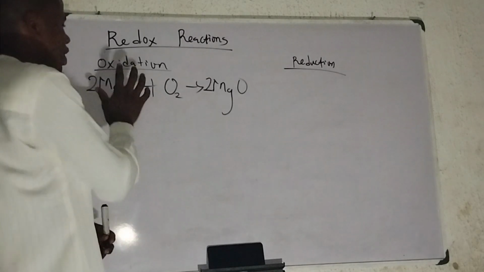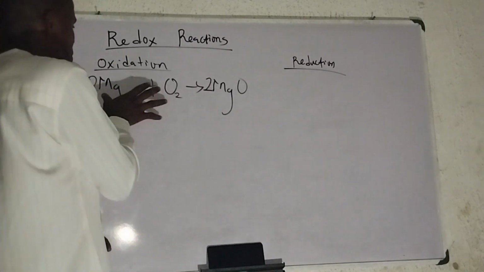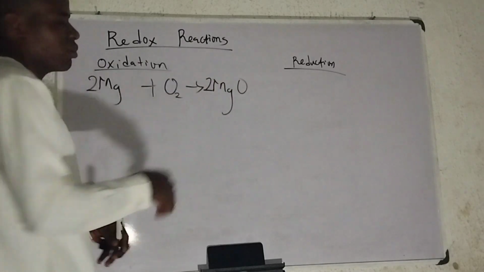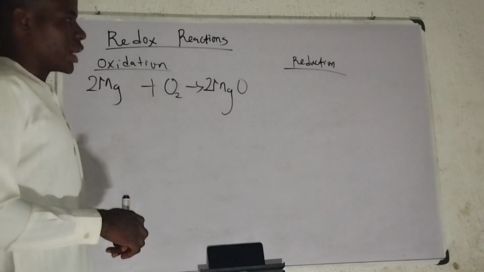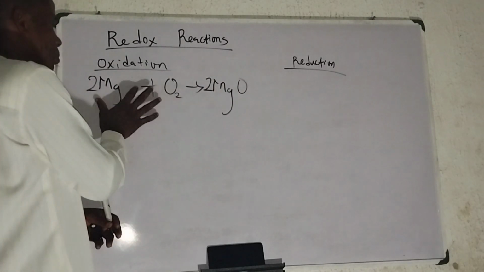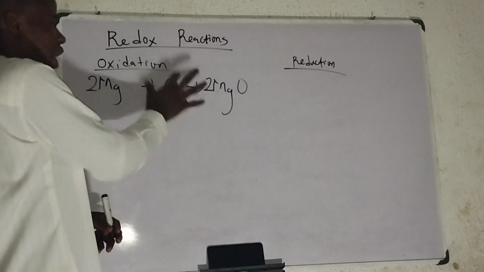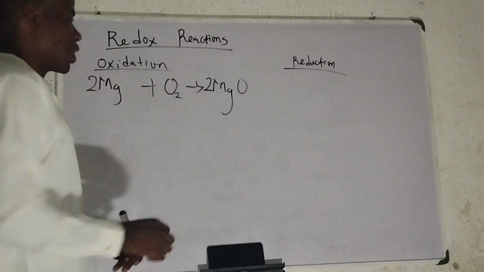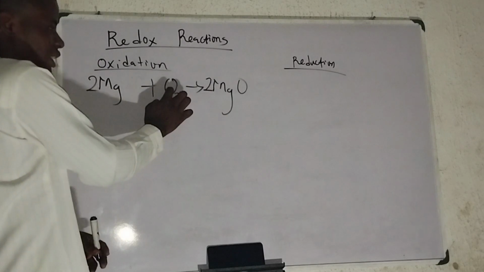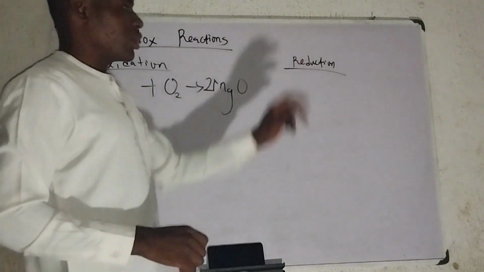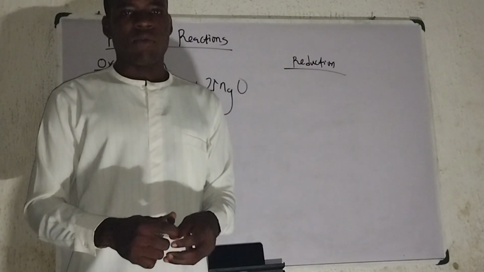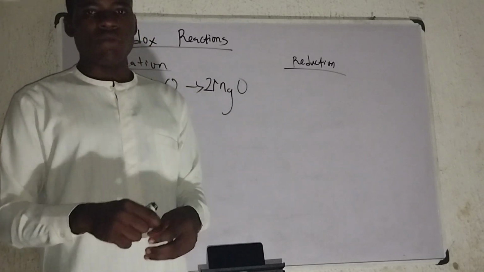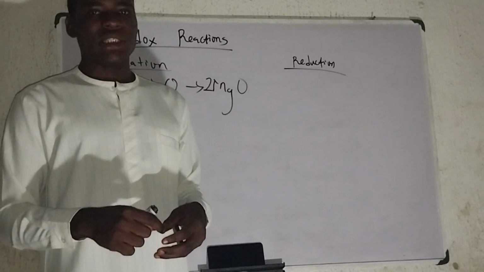Now in this reaction, we say that magnesium has been oxidized. Reason, there was addition of oxygen to it, and it formed magnesium oxide. Now have you seen, oxidation is seen as the addition of oxygen, or addition of an electronegative element. What of reduction? I said that it is the removal of oxygen, or the removal of an electronegative element.